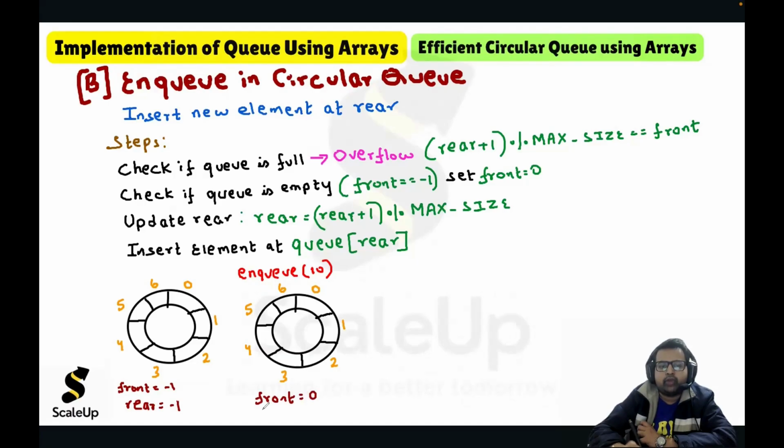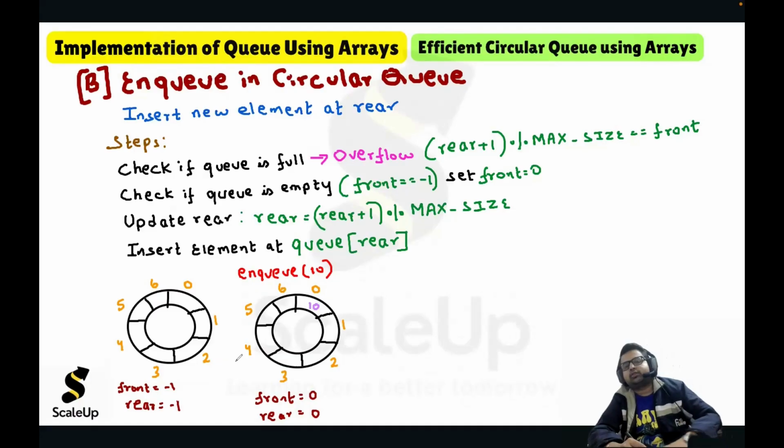And then we have to update rear, we have to increment it. So rear is rear plus 1, that is -1 plus 1, that's 0. Modulo max size, which is 7 in this scenario. Total 7 elements it can hold. So 0 modulo 7 is 0 only, so rear will be 0. So both front and rear will point to index 0 and 10 will be stored over there.